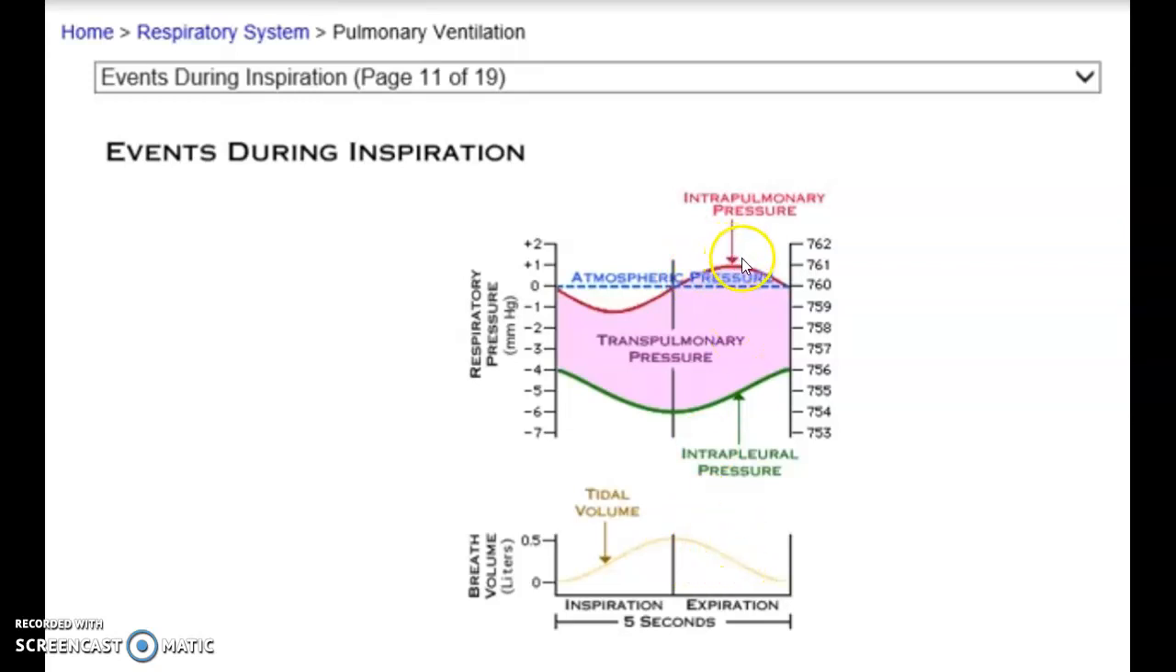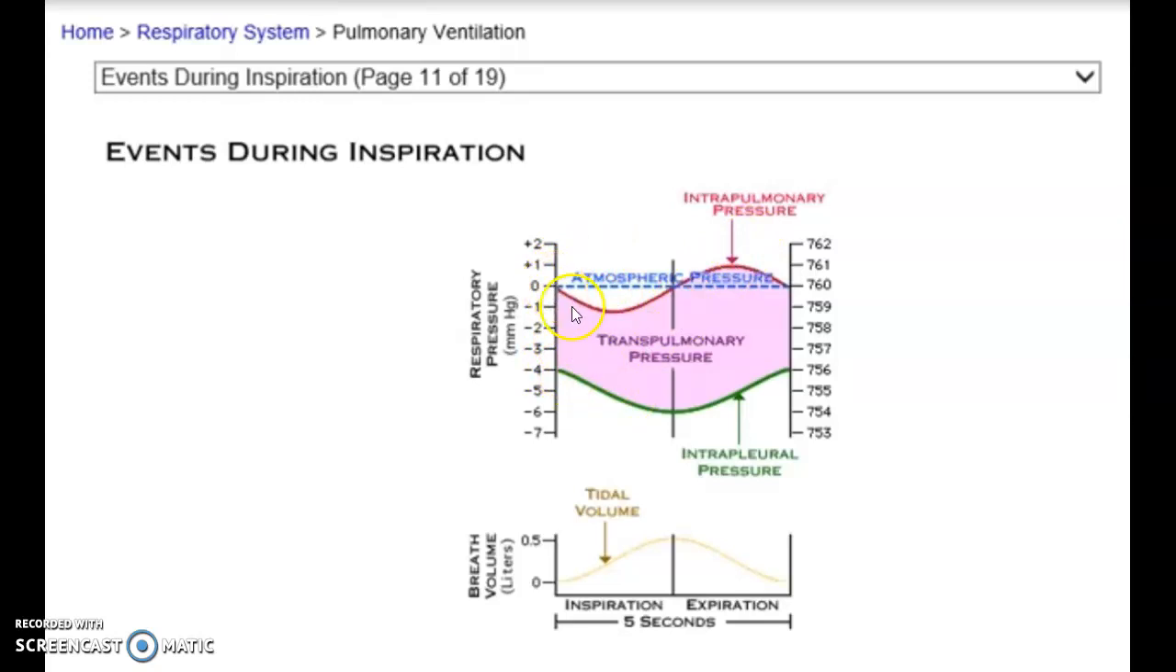Well, as air starts leaving, then the pressure starts dropping again till we get back to where we started. So again, here's our other factor in this. The other part of the transpulmonary pressure is the intrapleural pressure, the pressure between the pleural membranes. So again, notice that we're always negative. We're always below what's going on in the intrapulmonary.